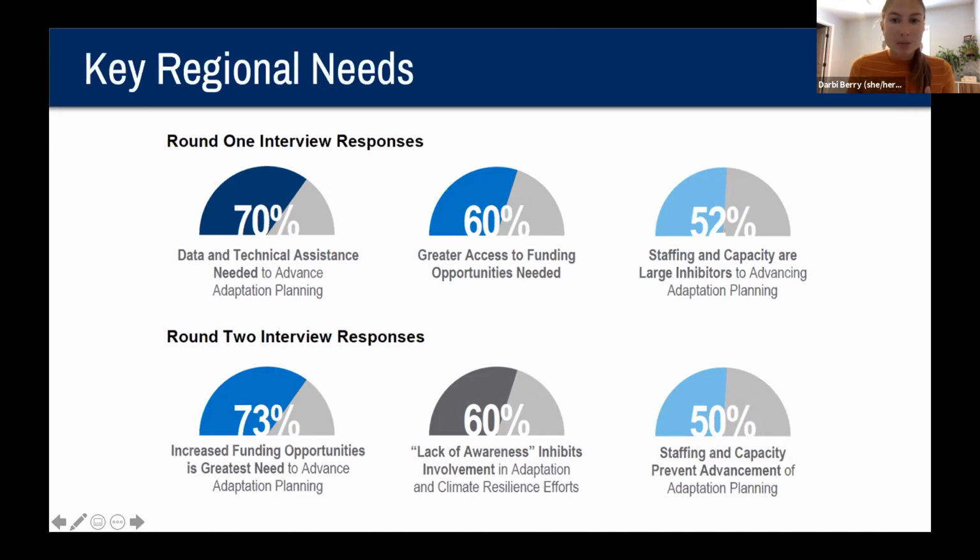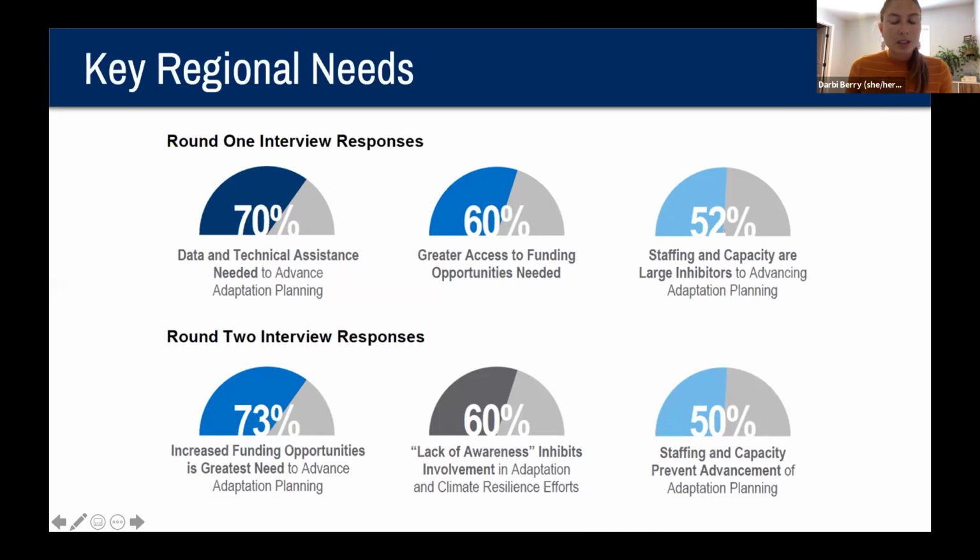So about 70% of our individuals highlighted that access to technical assistance and new climate planning data is definitely a need for them. Greater access to funding opportunities. I know I'm always banging on a door with that one. And then, one of the bigger pieces was this: 52% of folks felt that their staffing and capacity were really large inhibitors to being able to advance adaptation planning at the scale and speed that their cities needed.